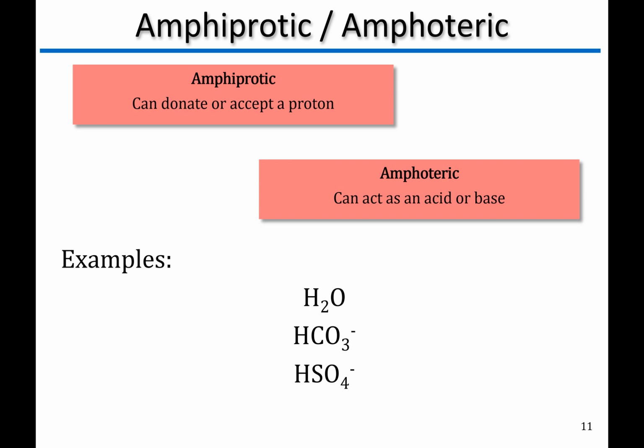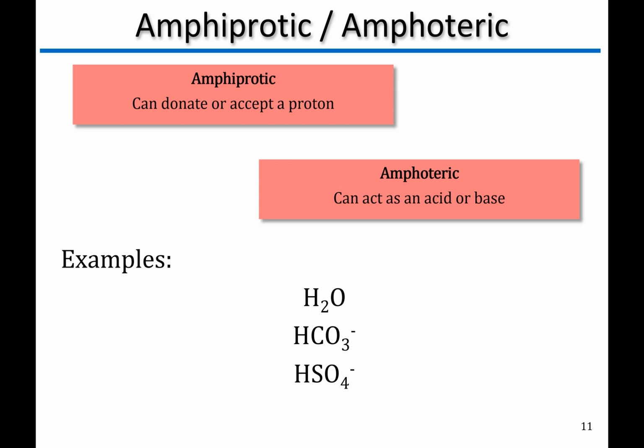Okay, so two definitions real quick. We have amphiprotic and amphoteric. Amphiprotic means that it can donate or accept a proton, things like water, for instance. Amphoteric means it can act as an acid or as a base, again, things like water. And different ions can act as acids or as bases.